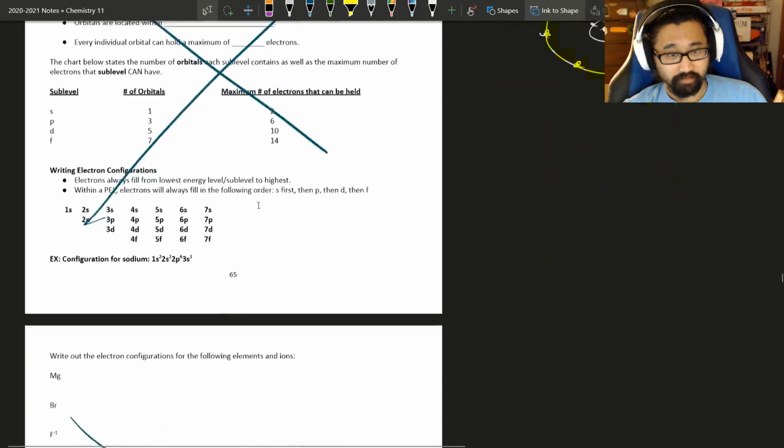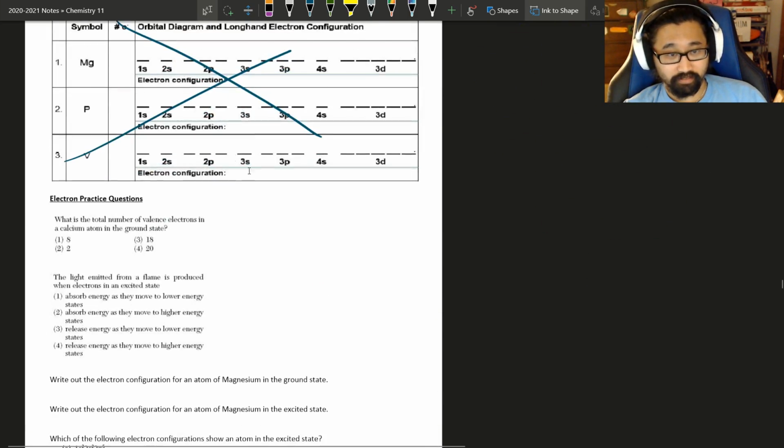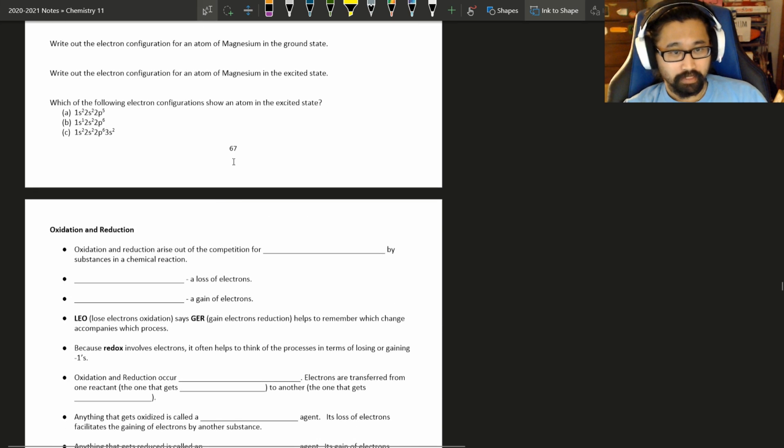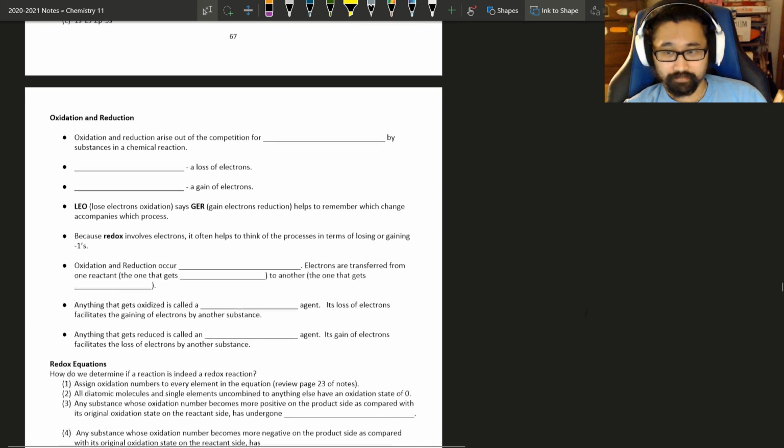And then I said we're going to skip this, and we're going to skip this, and we're going to skip this. I will come back to these questions as we review. So page 67 will come back to it, but right here, oxidation and reduction.